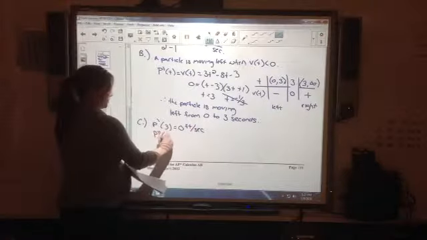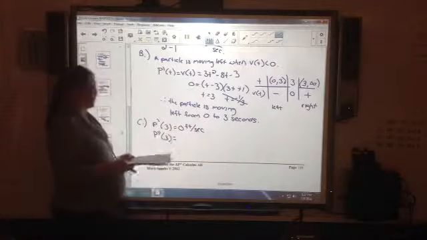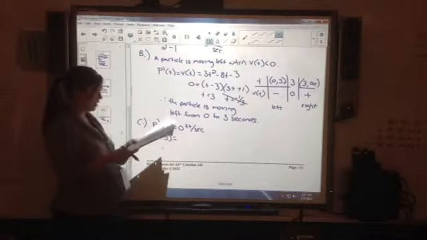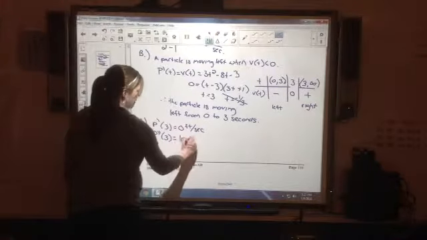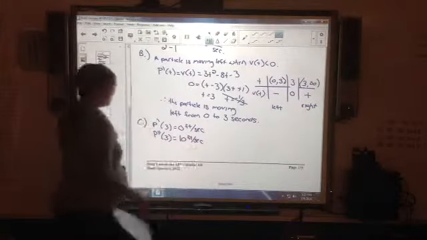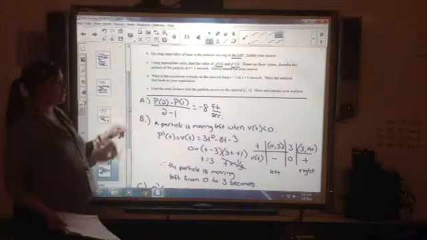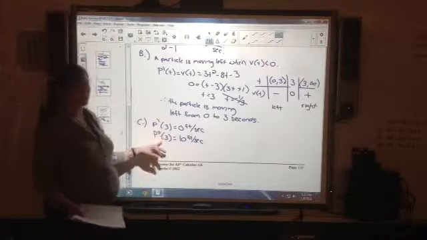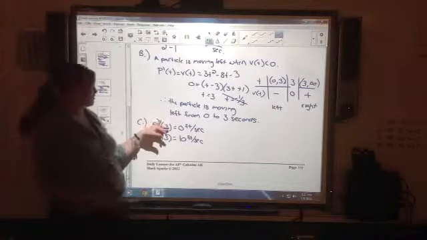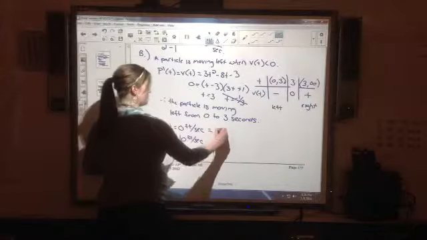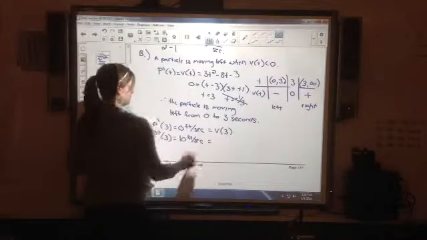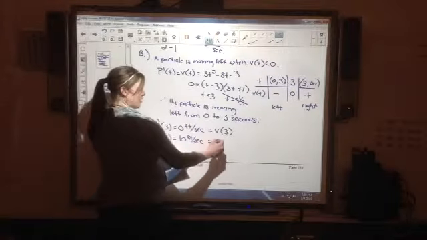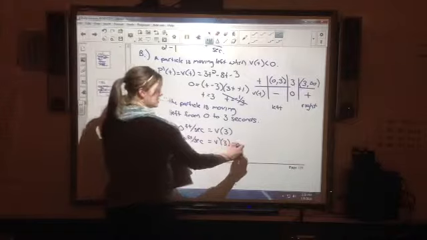P double prime of 3. You take the second derivative, which is, by the way, p double prime of t, it would be 6t minus 8. You get 10 feet per second squared. But what this is asking is what's going on with the particle itself. So I need to think about, well, what is p prime? What is p double prime? The derivative of position is velocity. The second derivative, or p double prime, would be v prime of 3, which is acceleration.